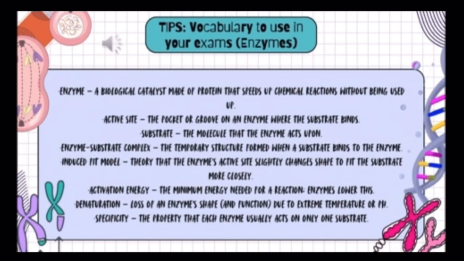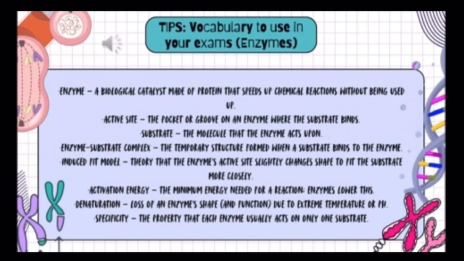Tips: vocabulary to use in your exams. Enzymes. Enzyme, a biological catalyst made of protein that speeds up a reaction without being used up. Active site, the pocket or groove on an enzyme where substrate binds. Substrate, the molecule that enzymes act upon. Enzyme-substrate complex, the temporary structure formed when substrate binds to an enzyme.